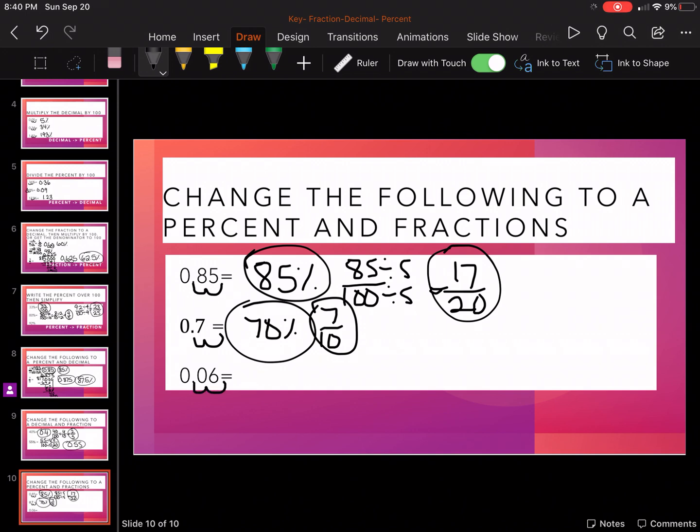Okay, 6%. Yes, you have to move it twice. So notice this 7 was in the 10th place, so it was 70. This one is in the hundredths, so it's only 6. So then that's going to be 6 hundredths. Divide both by 2, and you get 3/50.